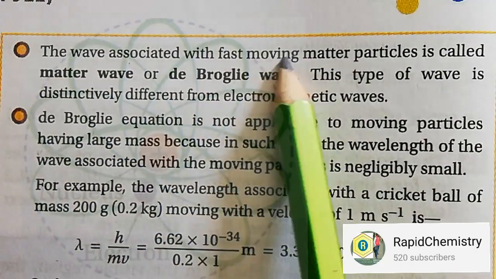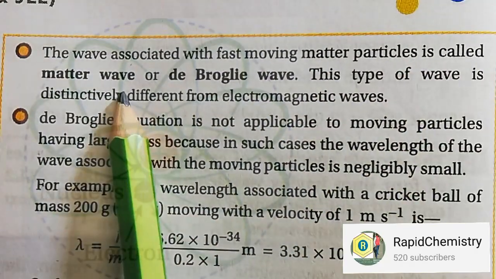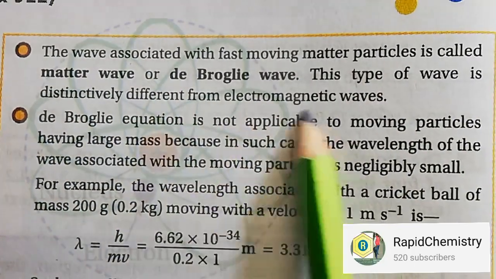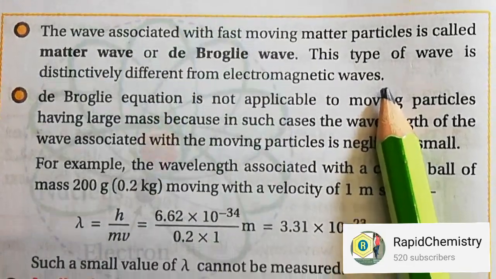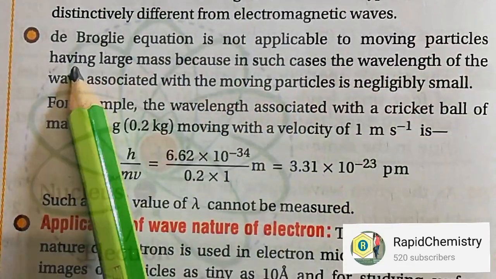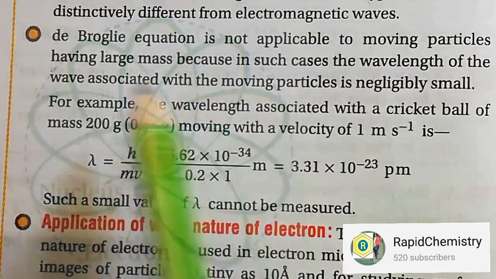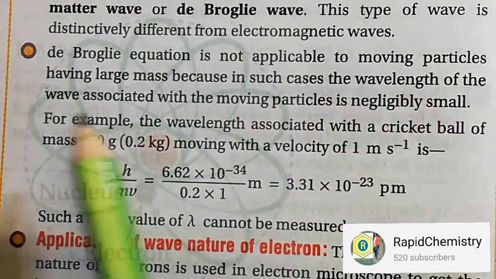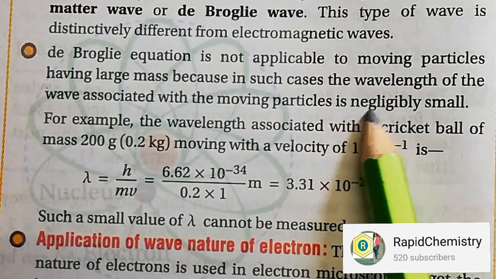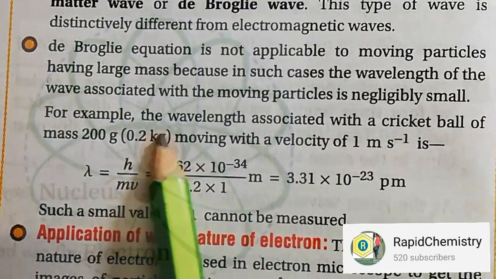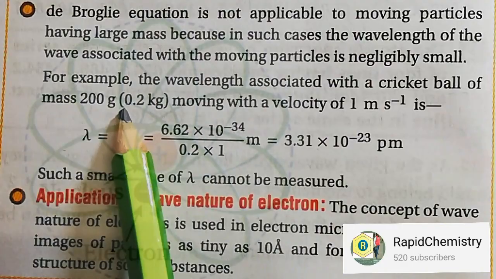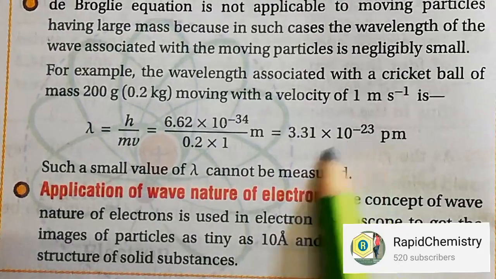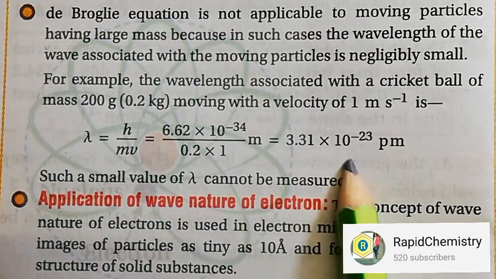The wave associated with fast moving matter particles is called matter wave or de Broglie wave. This type of wave is distinctively different from the electromagnetic waves. Let's see how. The de Broglie equation is not applicable to moving particles having large mass, because in such cases the wavelength of the wave associated with the moving particle is negligibly small. For example, the wavelength associated with a cricket ball of mass 200 gram moving with a velocity of 1 meter per second is that much. Such a small value of lambda cannot be measured.